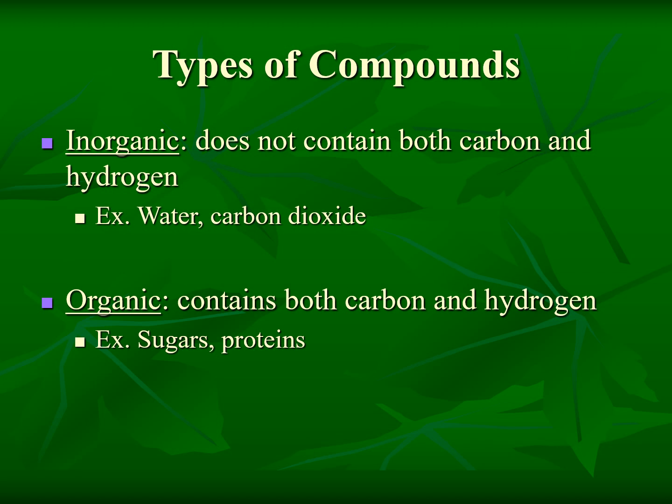Very broadly, compounds can be organized as either inorganic versus organic. Inorganic compounds do not contain both carbon and hydrogen. Examples would be carbon dioxide, water. Water, as we've already seen, H2O. Yes, it's got hydrogen, but it doesn't have carbon in it. There are a couple of very few exceptions to this.